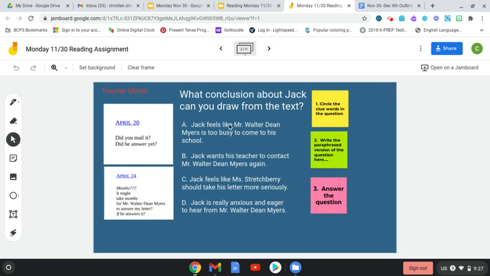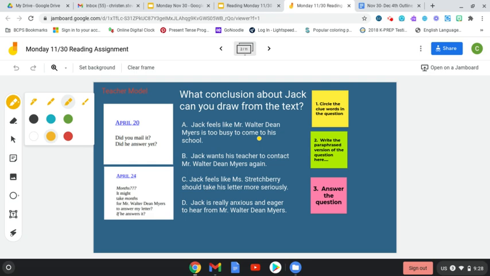So the question that we're going to answer is, what conclusion about Jack can you draw from the text? Now I see answer choices here, but I'm not ready to look at the answer choices because I need to analyze this question. I need to read the text and I need to do a few steps. Step 1 says, circle the clue words in the question. So I'm going to take my pen, use yellow, a brighter color, and look at my clue words in the question.